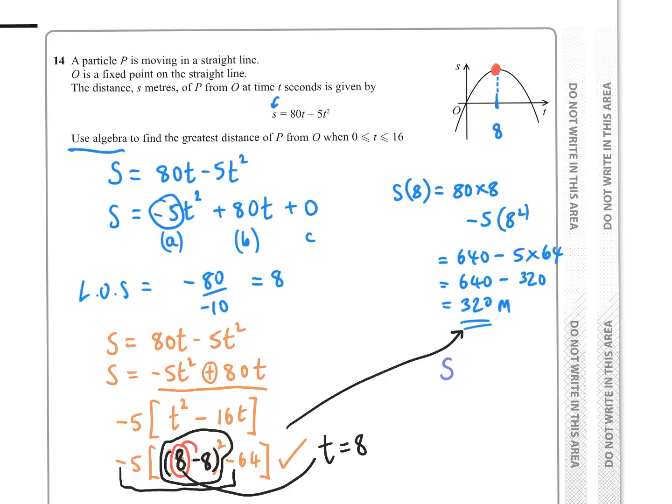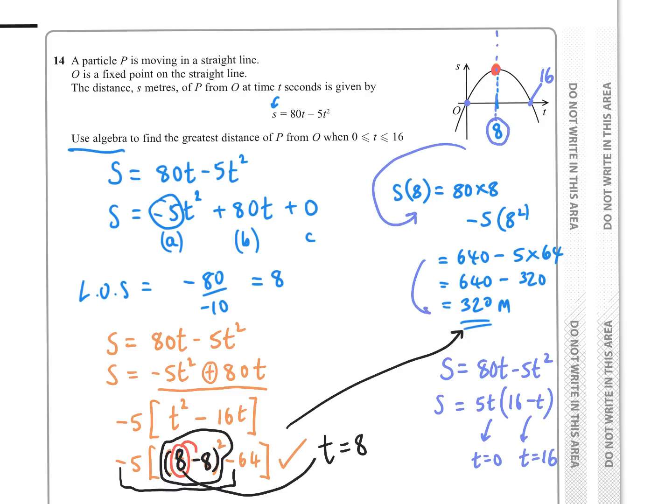Another way is to just say that you've got s equals 80t minus 5t squared. If you factorise that, you can take out a 5t, and that will give you 16 minus t. And then the solution points here would be when t equals 0 or t equals 16, which would allow you to know this point, but interestingly enough, you'd know this point, and then using symmetry, you could deduce that t is 8, and then go this method to get 320 meters. So that's the best explanation I can give of that question right now.